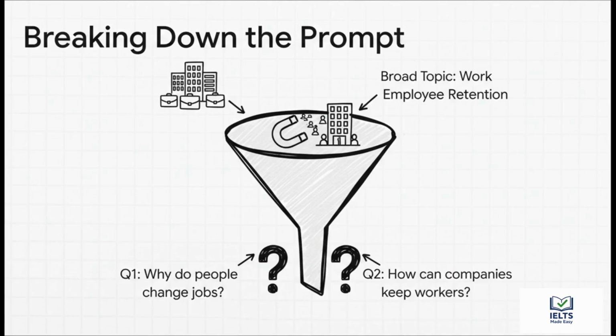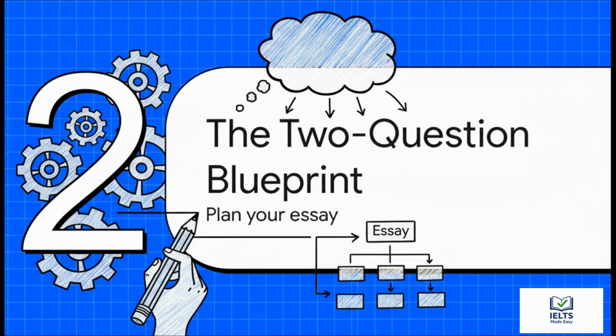So how do we break this down? Well, first we find the broad topic. Easy enough, it's about work. Then we zoom in a little to the specific topic, employee retention. But here's the real key, the golden ticket. You have to isolate the exact questions you must answer. And in this case, we have a why question and a how question.